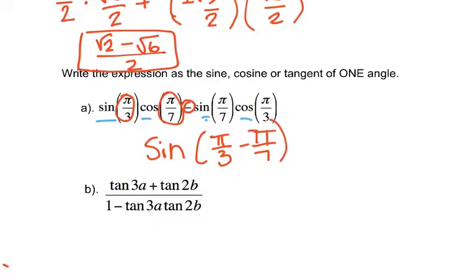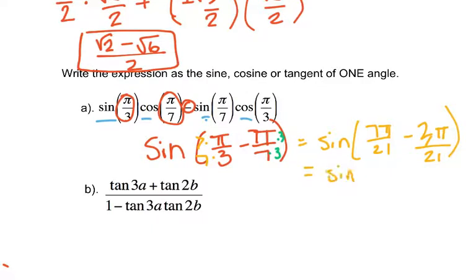They do want it to be of one angle, so we should go ahead and make this a common denominator. And so we're going to get sine of 7 pi over 21 minus, oh that's just 3, 3 pi over 21. And so we're going to get sine of 4 pi over 21.